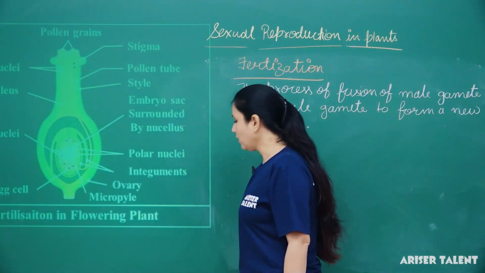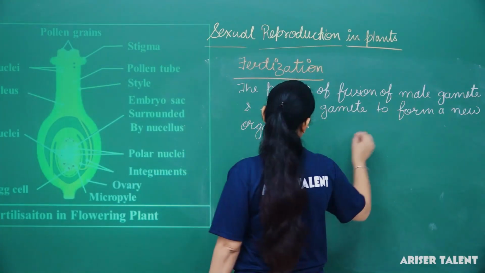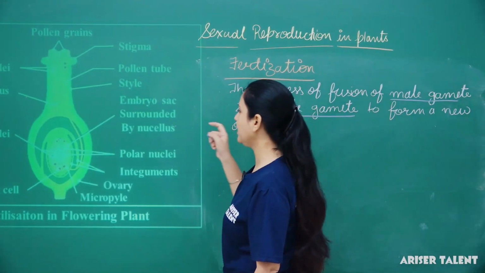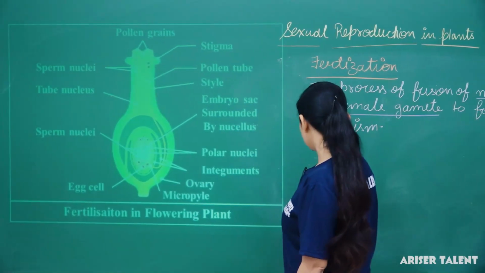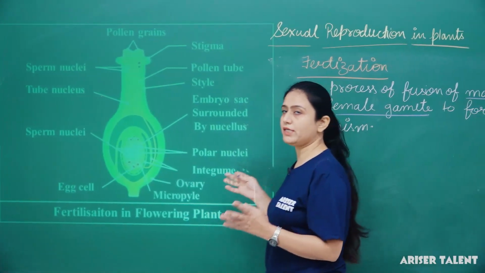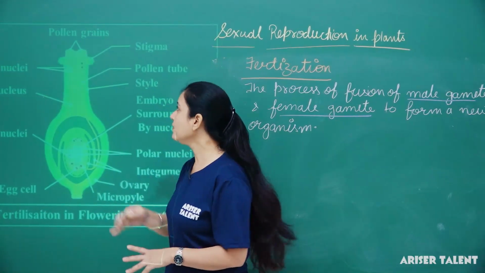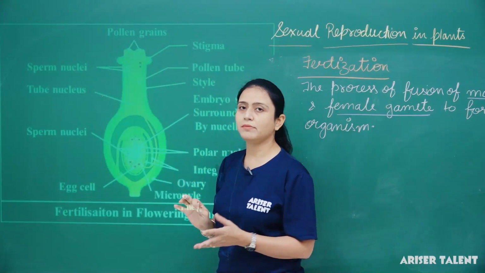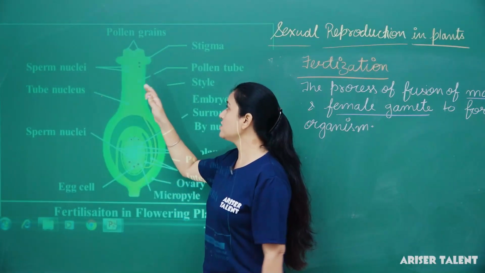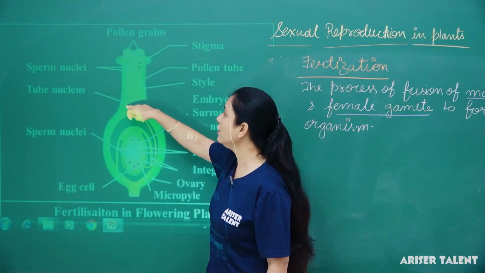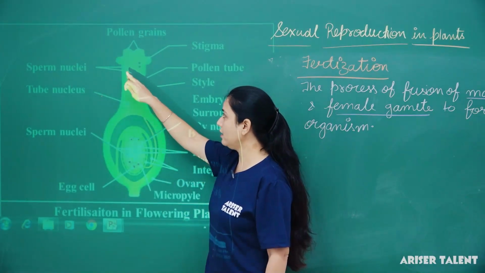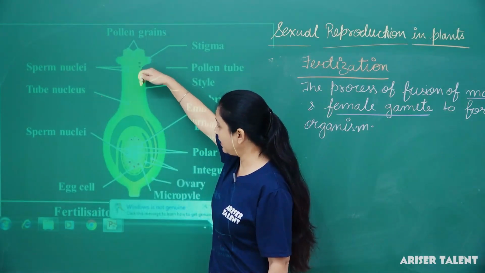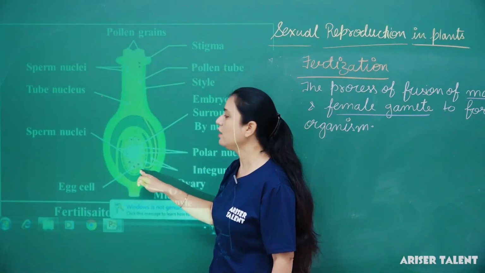Okay, so here as we are talking about fertilization in the plant, the male gamete is from the anther, means pollen grains, and the female gamete is what? The female gamete here is the egg cell. Okay, now let me explain how fertilization takes place in plants. When pollination takes place, pollen grains come on the stigma, then they generate pollen tubes. These pollen tubes penetrate the style and reach the ovary.